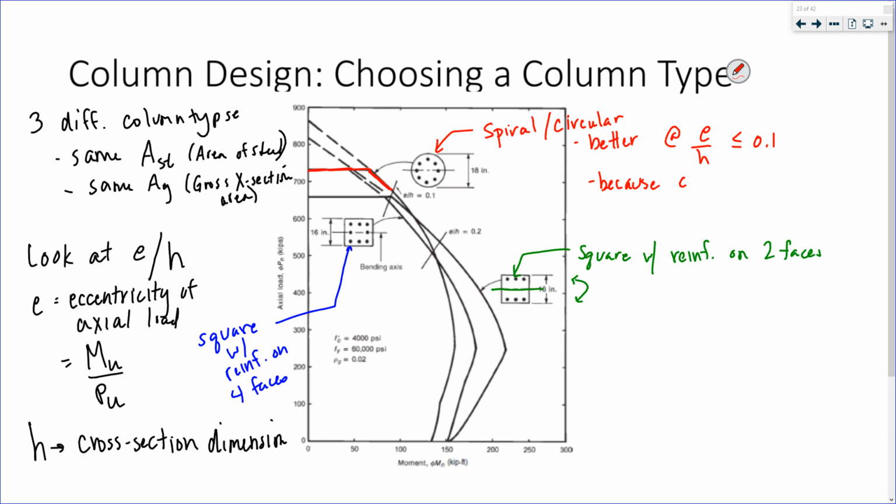0.75 versus 0.65 for a regular tied column. That's why your spirals are better if you're going to have a really high axial load and not a lot of moment related to it. However, spirals cost a lot of money. You're usually only going to see those out in, like, I don't know, high seismic regions maybe.